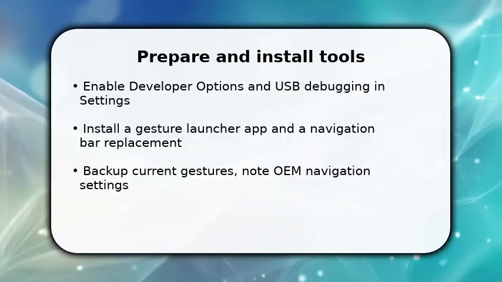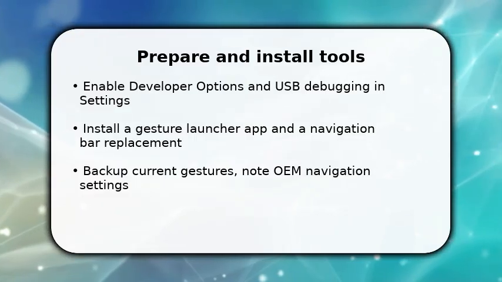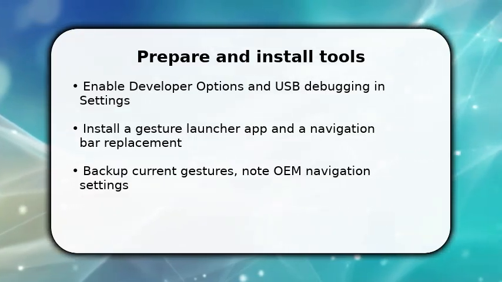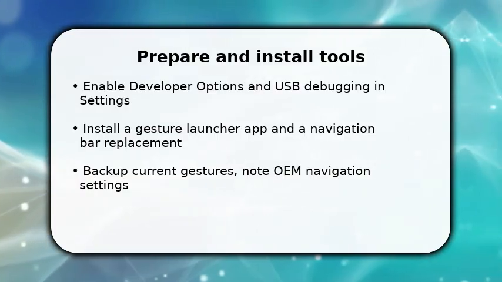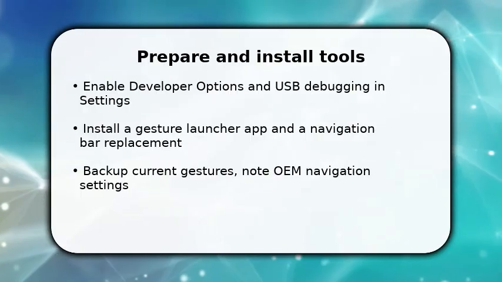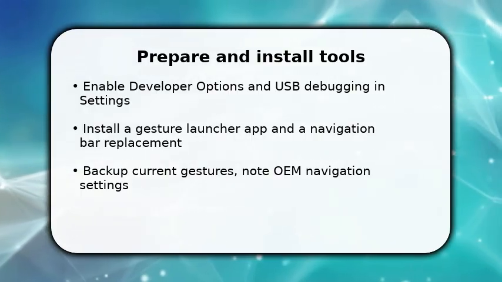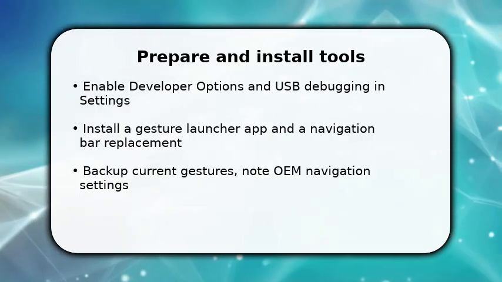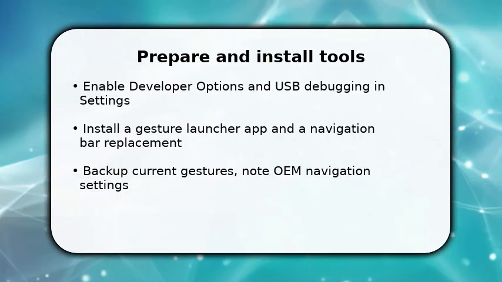Enjoy the video. You start by enabling developer options and USB debugging so the system accepts gesture tweaks. Next, install a gesture launcher plus a navigation bar replacement from the Play Store. These two apps let you emulate iPhone motion and swipe zones. Once done, back up existing gesture settings and note your OEM navigation layout to restore if needed.